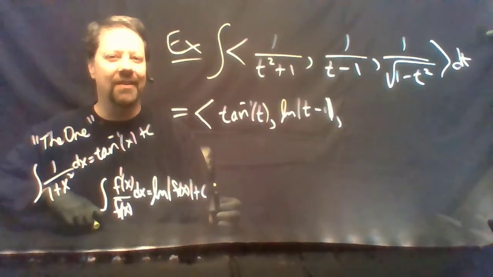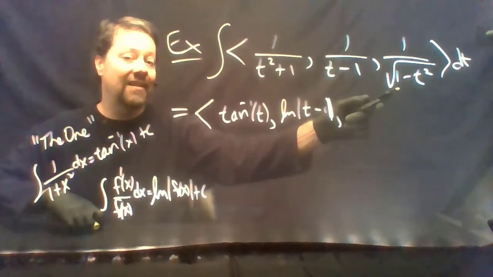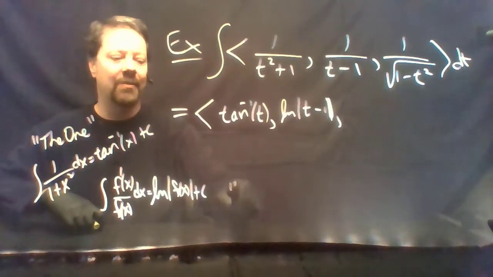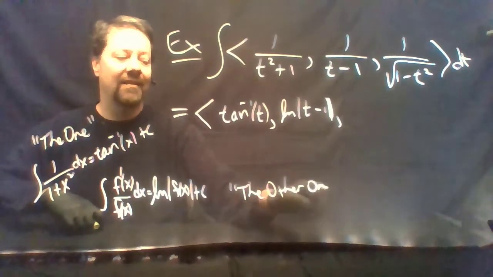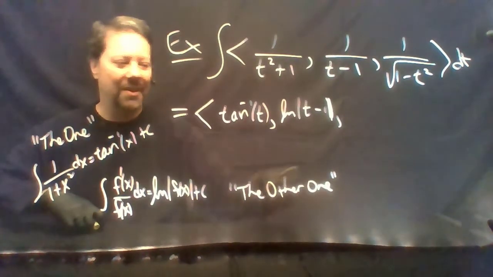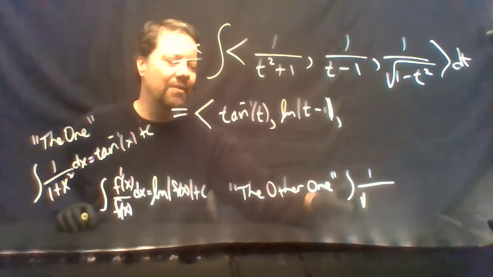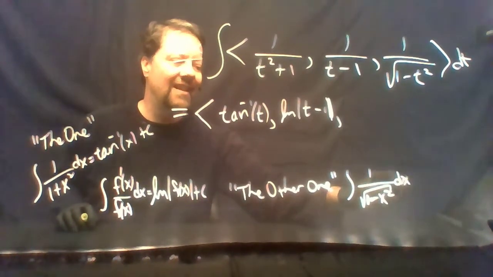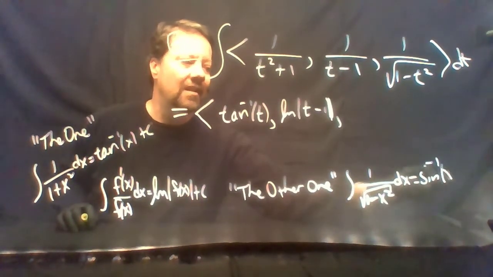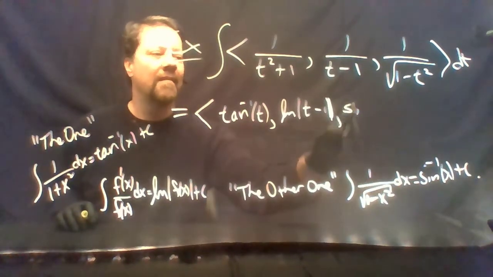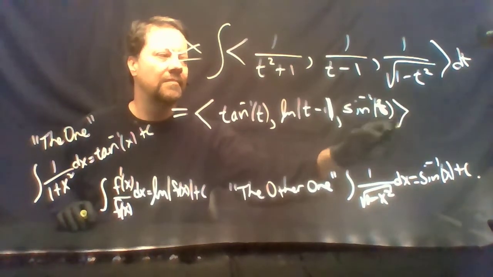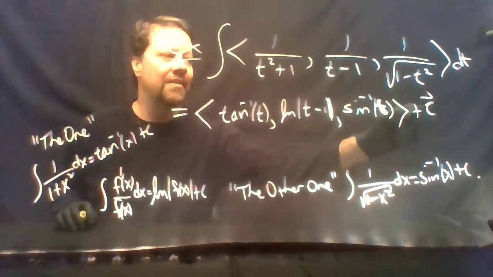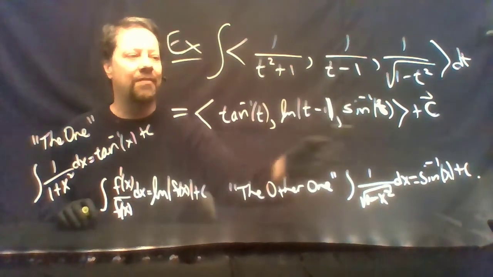I'm holding off on writing those constants. The last coordinate is the other one. This is the other one I want you to know. The integral of 1 over the square root of 1 minus x squared dx is arcsine of x plus c. So we get arcsine of t plus an arbitrary constant vector, one constant for each coordinate.